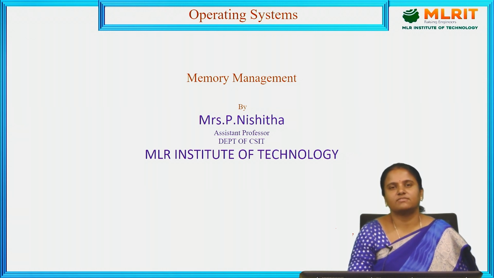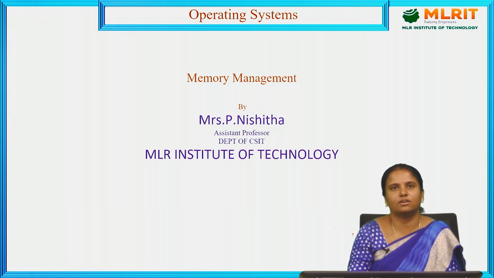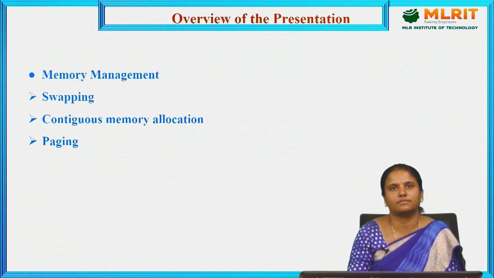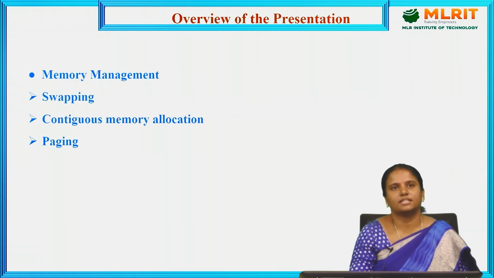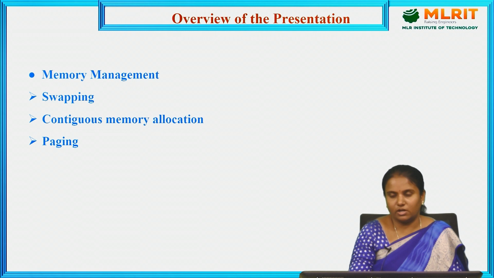In previous sessions, we have discussed the banker's algorithm in deadlock, the methods of deadlock, and what is meant by deadlock characterization. So today in this session, we are going to discuss memory management in operating systems. Let us start with the overview of this presentation. In this we are going to discuss memory management, including swapping, contiguous memory allocation, and what is paging. So let us start our memory management.